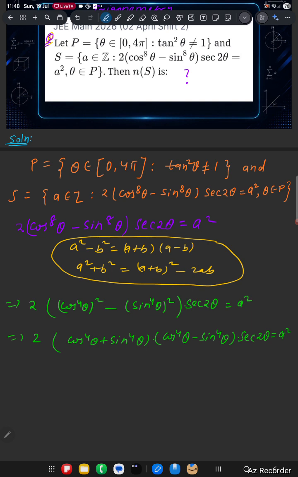Again, the first expression will be simplified by using the formula a square plus b square. How we will use, you just see. This cos power 4 theta can be written like this: cos square theta of power 2 and sin square theta of power 2, and this again is a square minus b square type, how, cos square theta power 2 minus sin square theta power 2 into sec 2 theta is equal to a square.